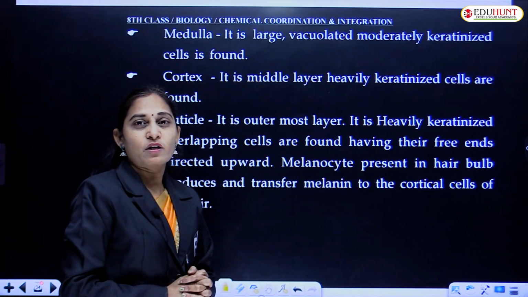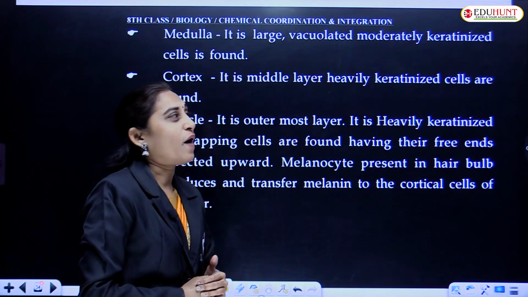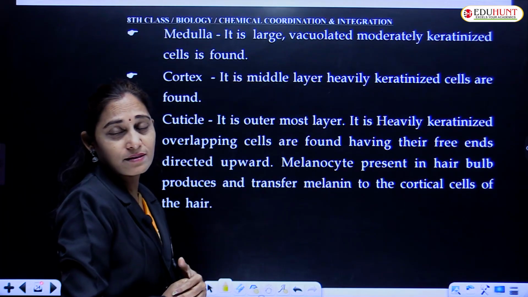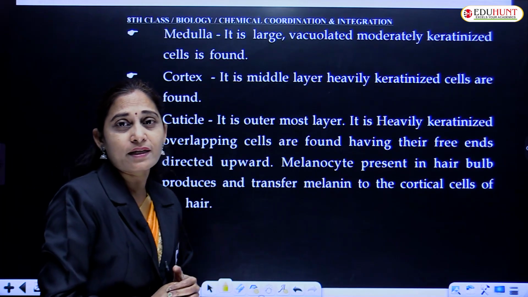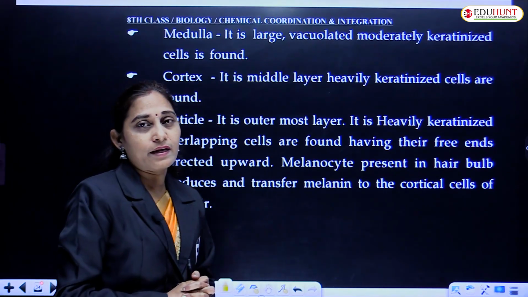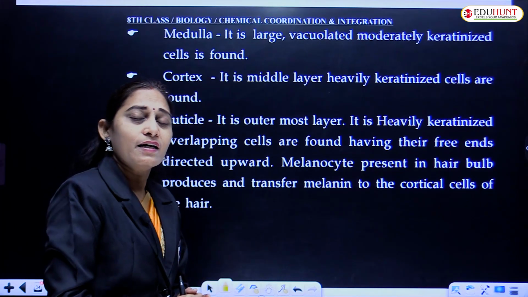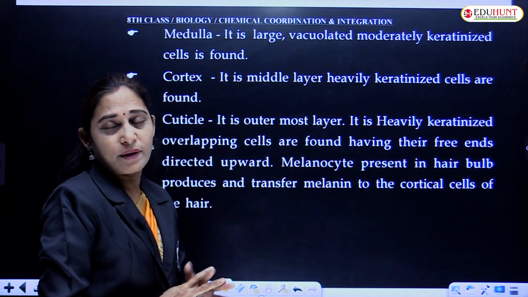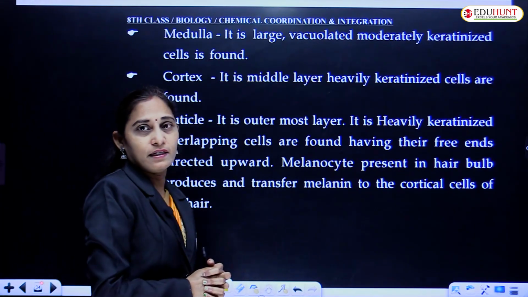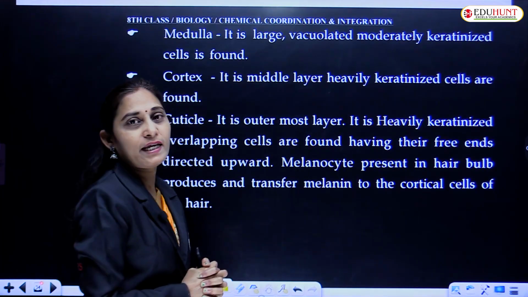The medulla is large with many vacuolated cells, and it is moderately keratinized. The cortex, the second layer, is the middle layer, and the cells of this layer are heavily keratinized. And the cuticle is the outermost layer of the hair shaft and is heavily keratinized.